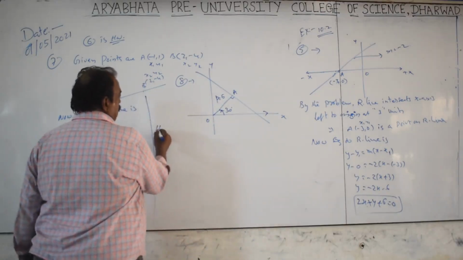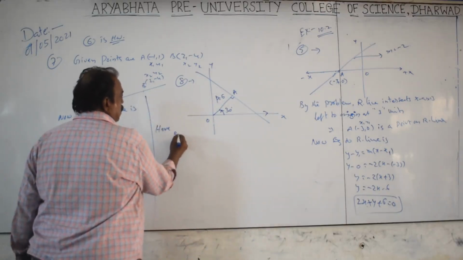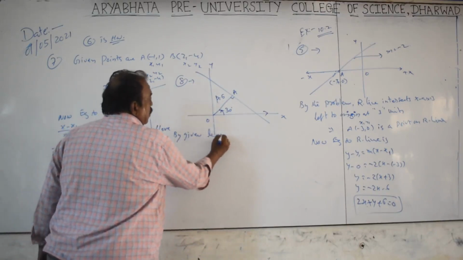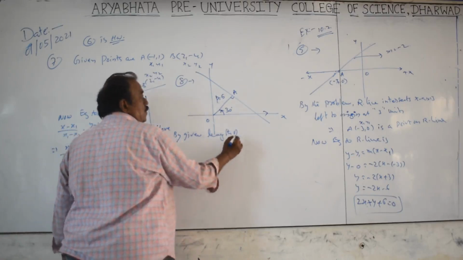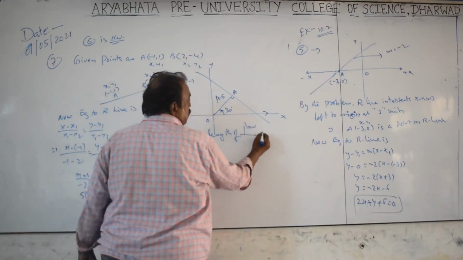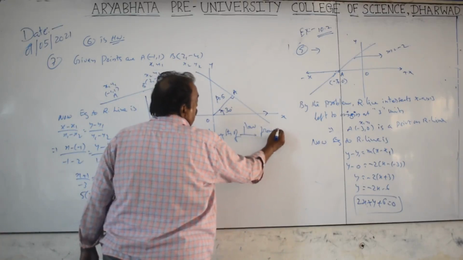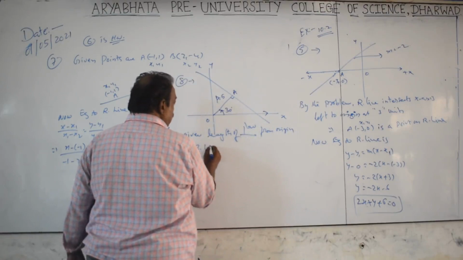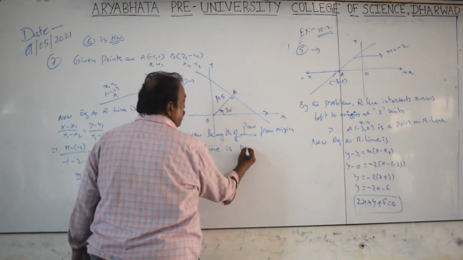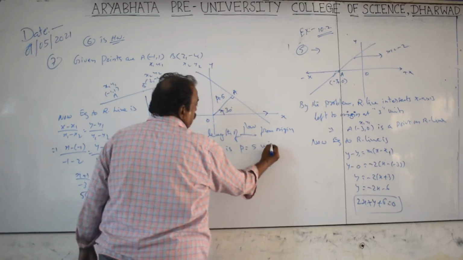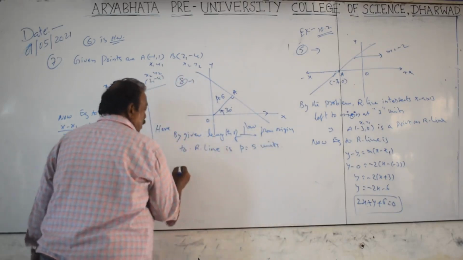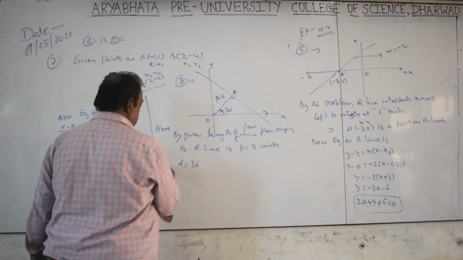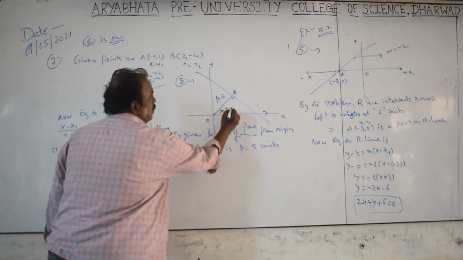Here, by the given, what is given? The length of the perpendicular from the origin to the required line is P equal to 5 units. Okay, now? And alpha is equal to 30 degrees. And alpha means this is alpha. This is alpha.